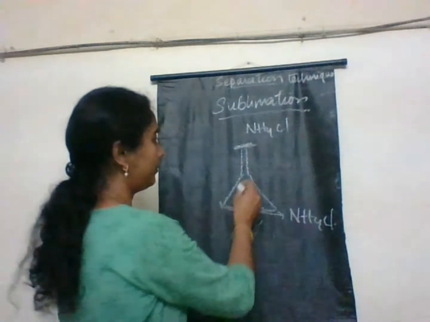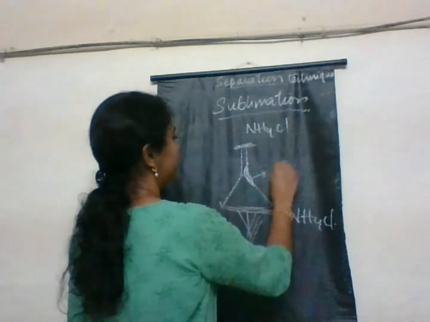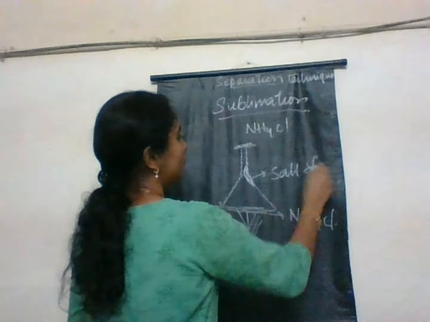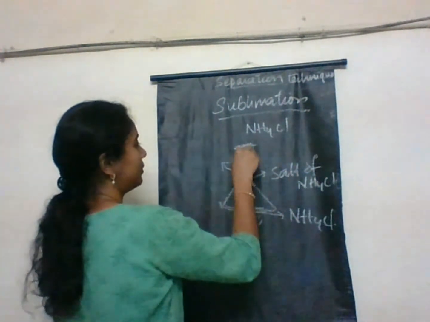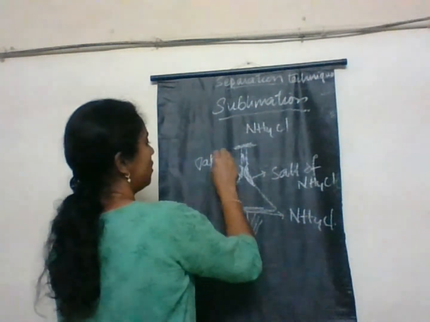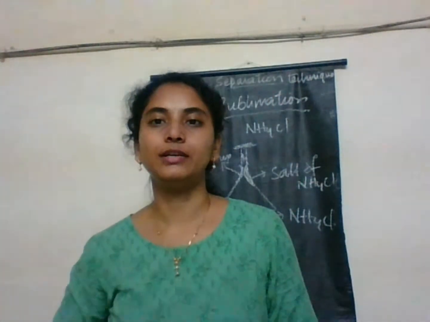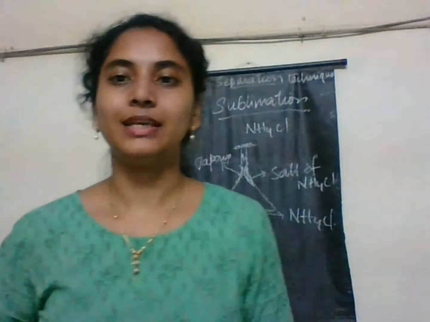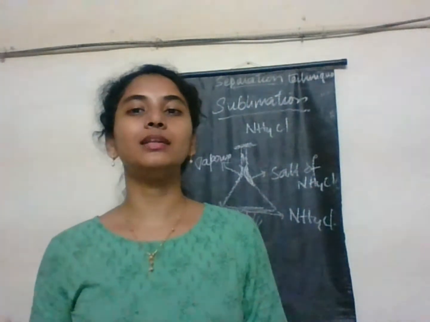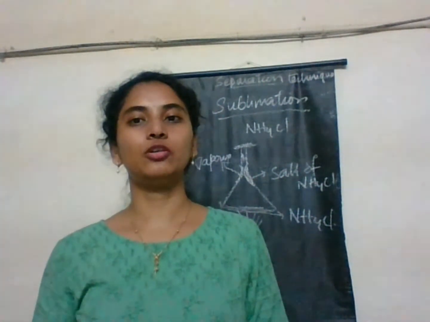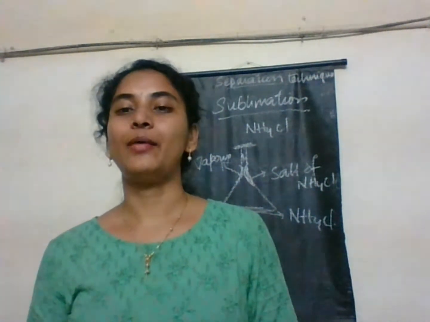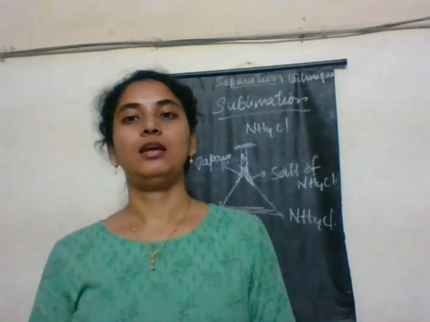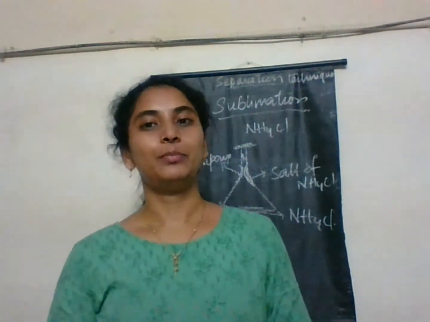After some time, what will happen? You get the salt NH4Cl separated from the vapors. That is how you can separate salts and vapors in the sublimation process. Other examples of sublimation are naphthalene, which we use at home in our wardrobes, as well as camphor and anthracene. All these are examples of sublimation.